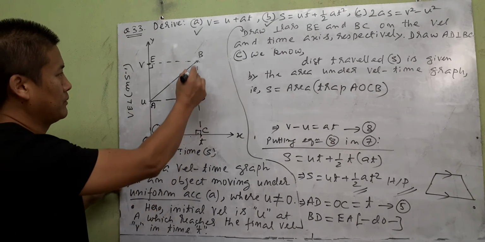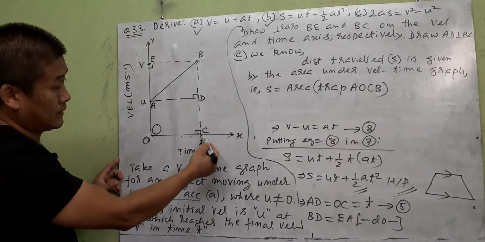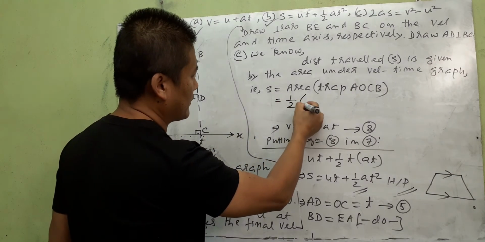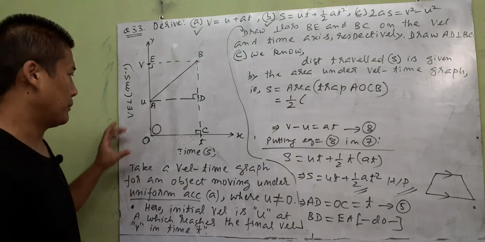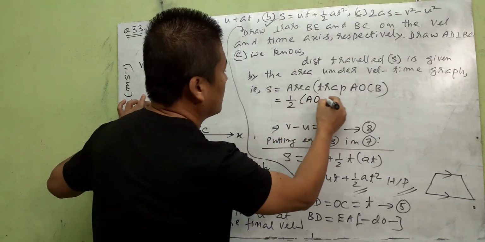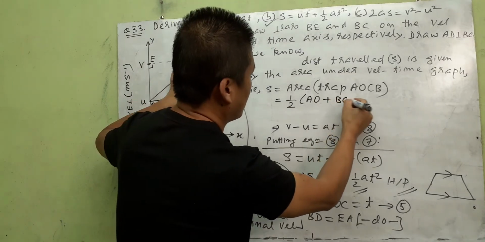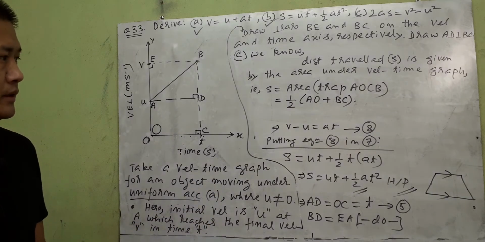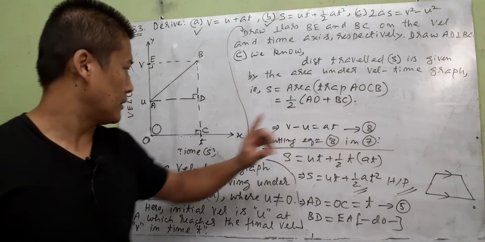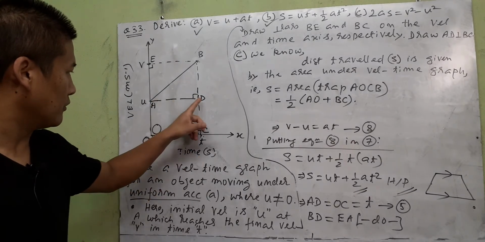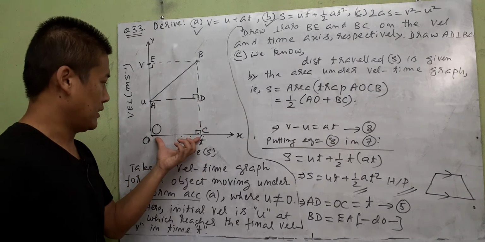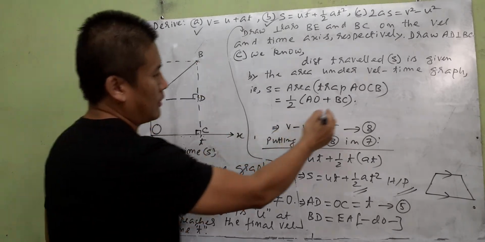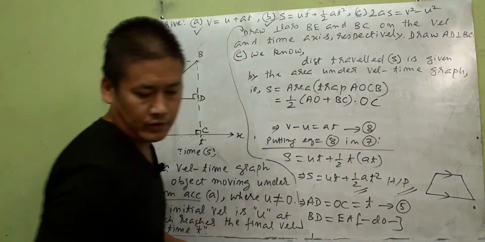See here, in this figure AOCB, AO is parallel to BC. So we know that in class 6-7, the area of a trapezium is half into the sum of the parallel sides, AO plus BC, multiplied by the perpendicular distance between these two parallel sides. The perpendicular distance between these two can be AD also or OC also. We prefer OC, the 90-degree distance between the two parallel sides AO and BC. So just write like that.